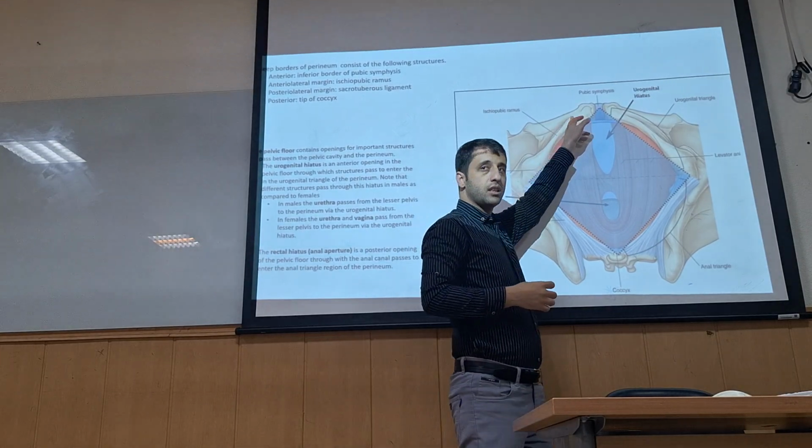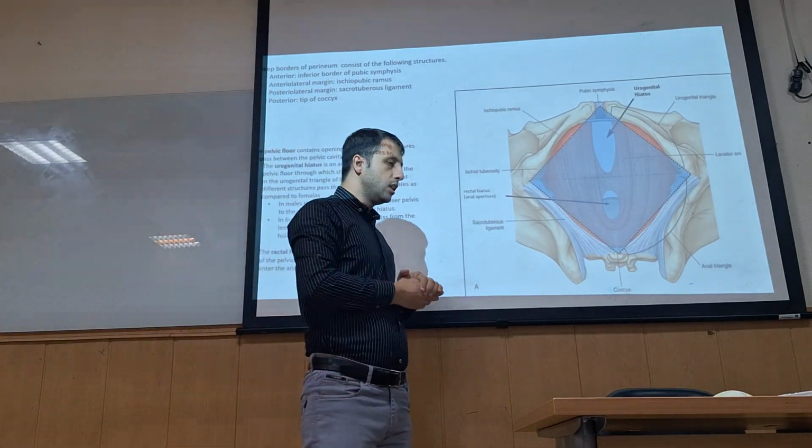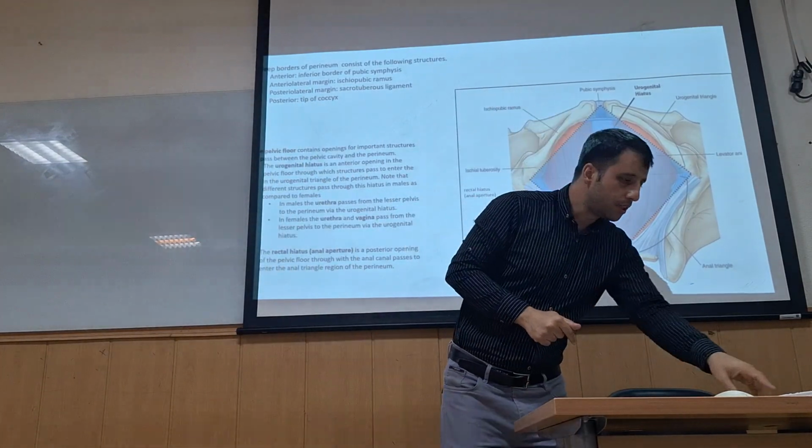And anterolateral, we have the inferior ramus of the pubic bone, which attaches to the ramus of the ischium and makes the ischiopubic ramus. It is the boundary of the perineum.